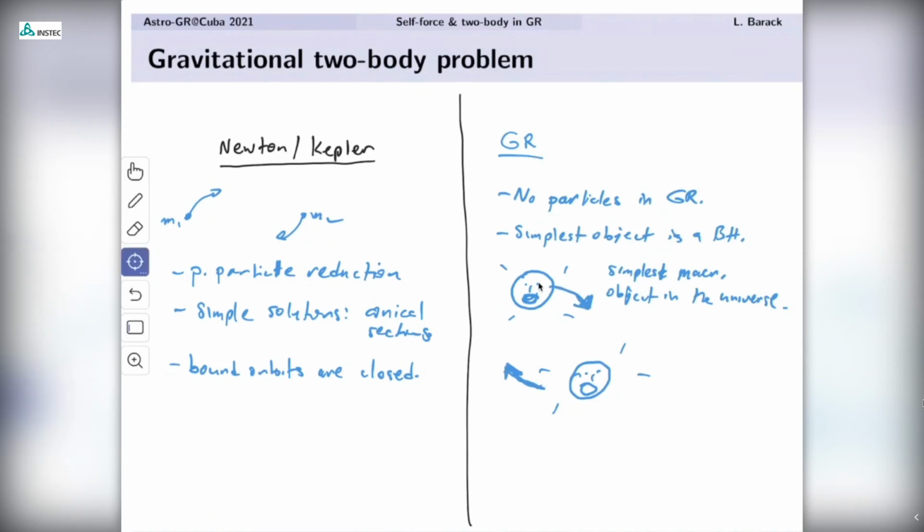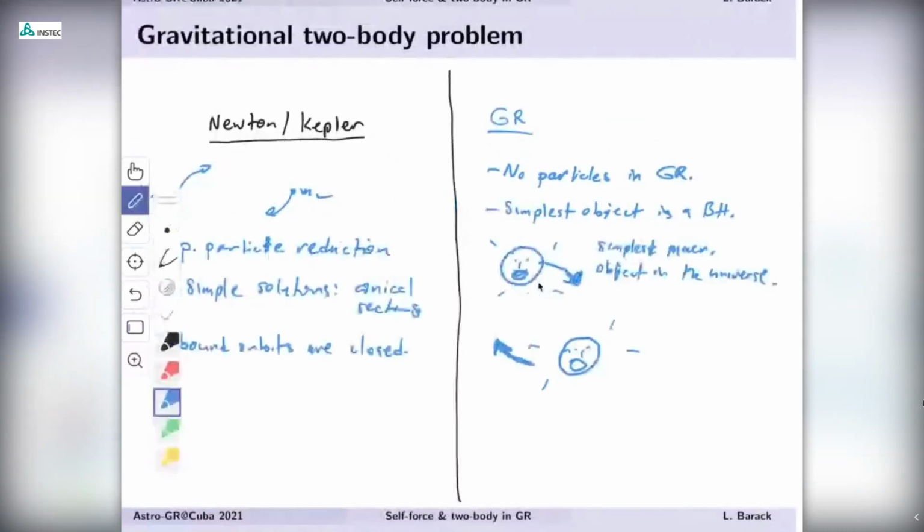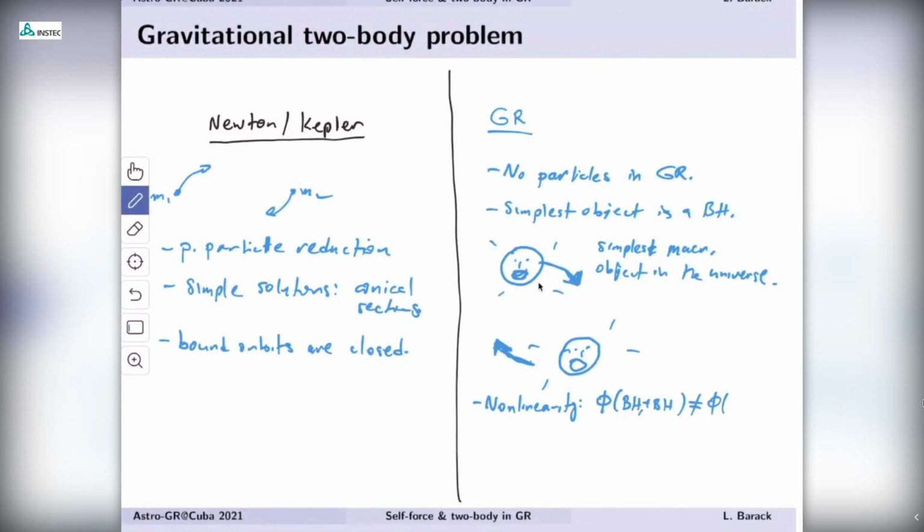And why is it so? Well, first of all, beyond the issue that it's hard to make an effective picture of point particles without some effort, there is the famous non-linearity of the field equations, which means that the gravitational field of the system of the two black holes is not just the sum of the two gravitational fields of the individual black holes.